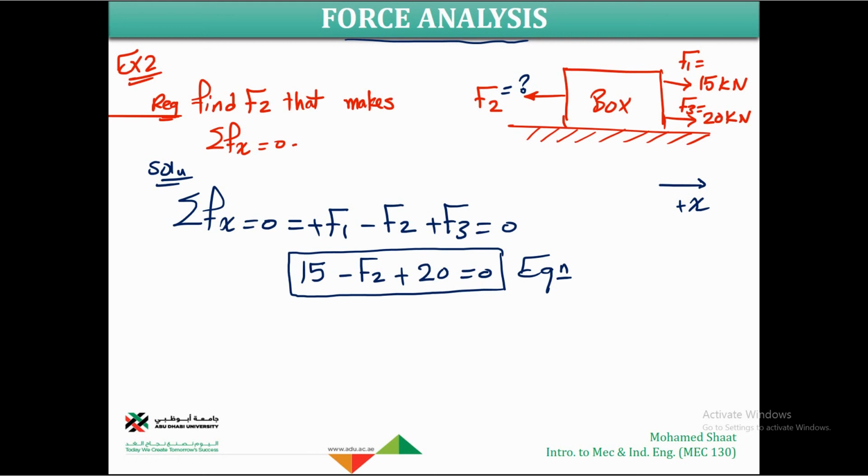So what I've done here, and this is a very interesting thing to know, I've converted this real system, which is a box that is subjected to some forces, into a mathematical equation, known as a mathematical model. I mentioned this once in one of the videos before, when we were discussing engineering design. It means that I've converted this real system into a simple equation that we can then solve.